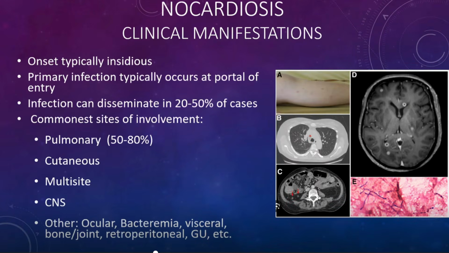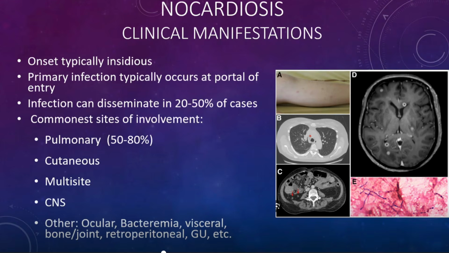The onset of Nocardia can be insidious. The primary infection typically occurs at the portal of entry, let's say through some entry point in the skin, for example, for those who acquire soft tissue disease, and then also in the lung in those who may inhale Nocardia and develop a primary infection there. In about 20 to 50% of cases, the infection can disseminate. And the most common sites of involvement for dissemination are listed here. Pulmonary is number one, followed by cutaneous, multi-site, and CNS.